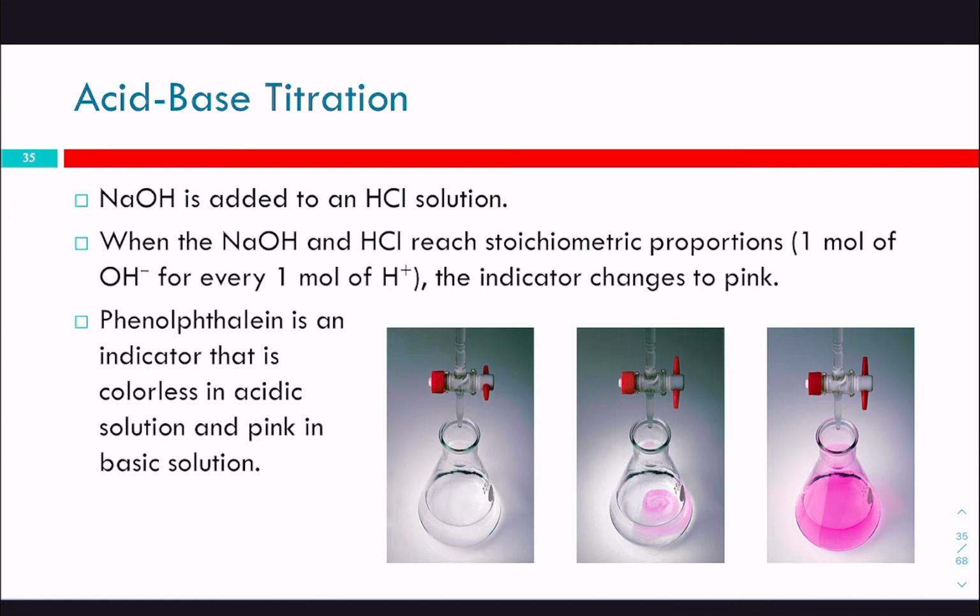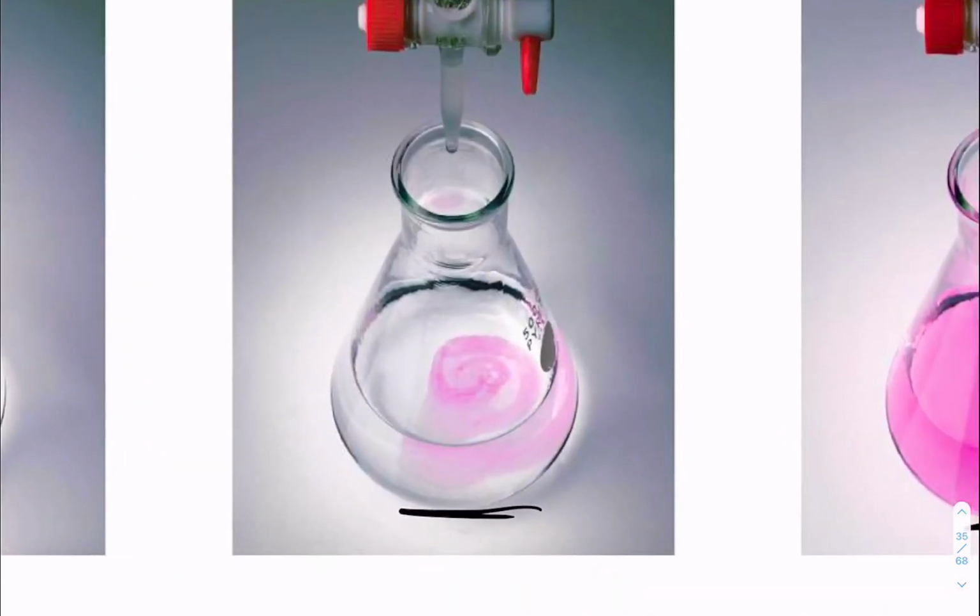Sodium hydroxide added to HCl. And then when these reach stoichiometric proportions, or when they're exactly the same, the solution changes to pink. So it'll be colorless, and then when you reach the end point, it'll be pink. As you're mixing it, it'll look like a swirl of pink and then it'll disappear. As you get closer and closer to the end point, there are fewer and fewer hydrogens, and so the hydroxides take a little longer to find them and actually react.